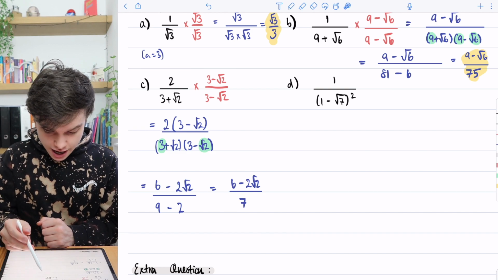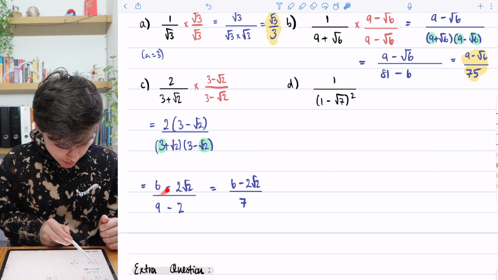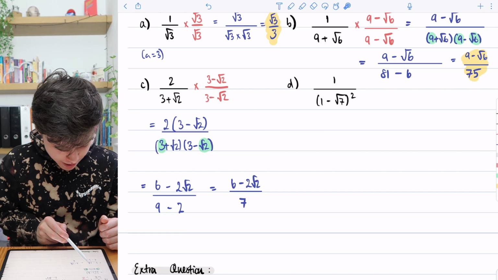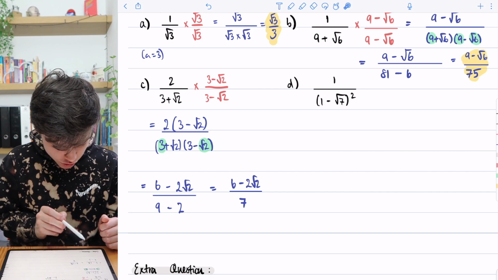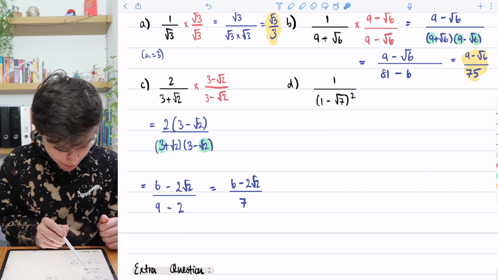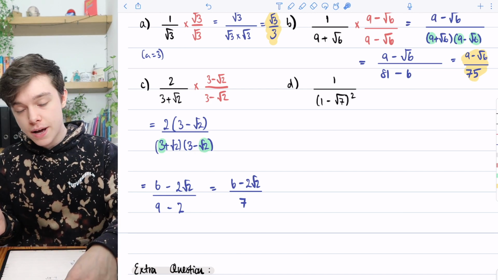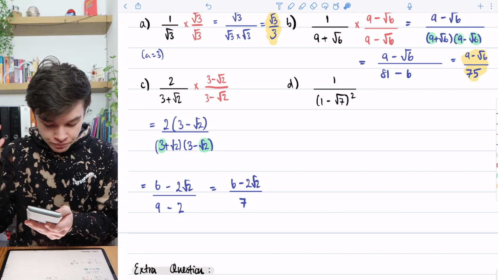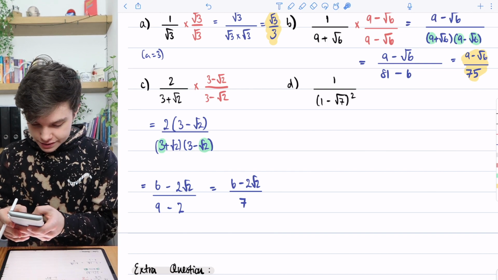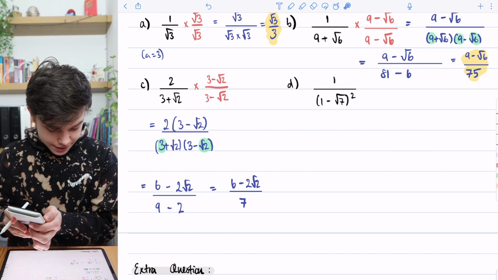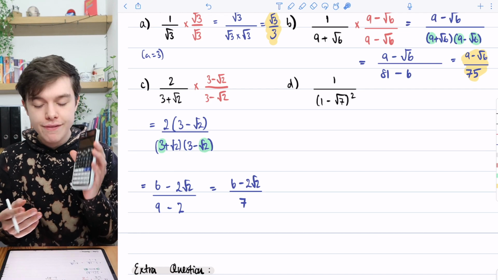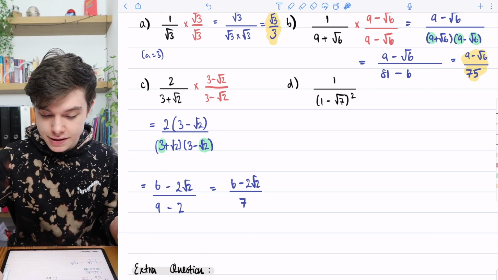Okay, and we can just check we've done that right. 2 times the 3 gives the 6. 2 times minus root 2 is 2 root 2. And then 3 squared minus root 2 squared, and that then gives us 7 on the bottom. And again, you can check this in your calculator. If you've got one, don't be afraid to check it in your calculator. And 6 minus root 2 over 7 is the correct answer.